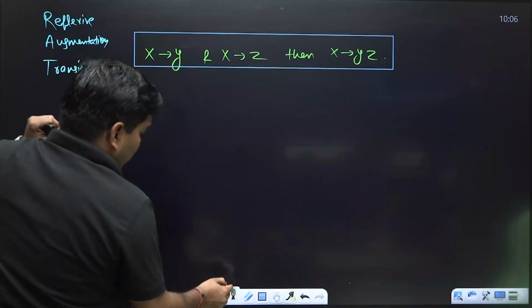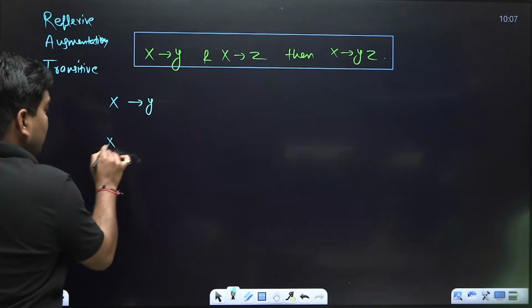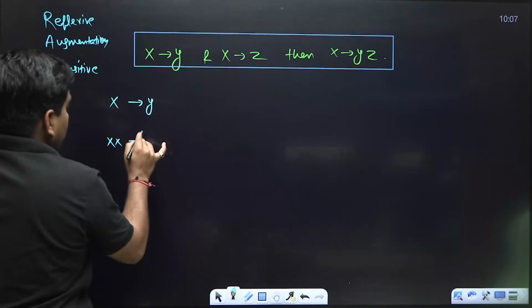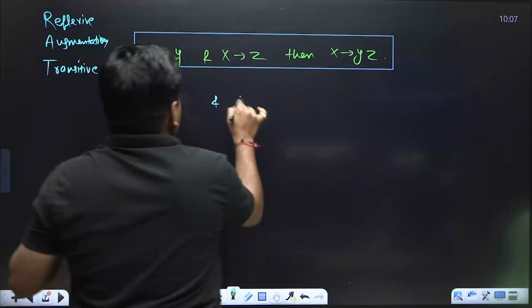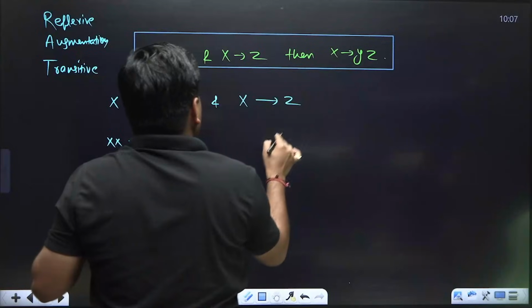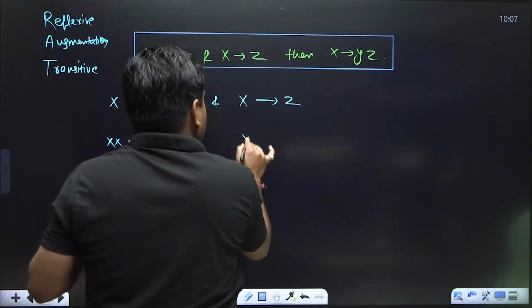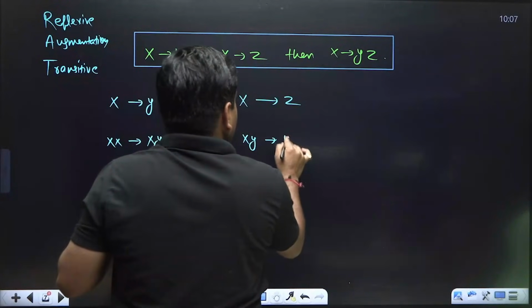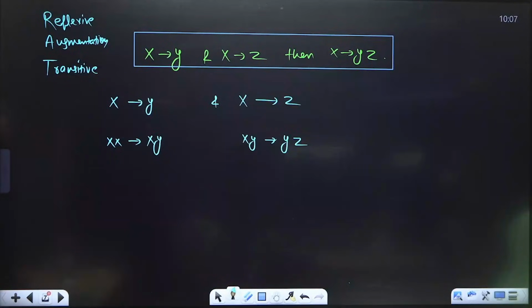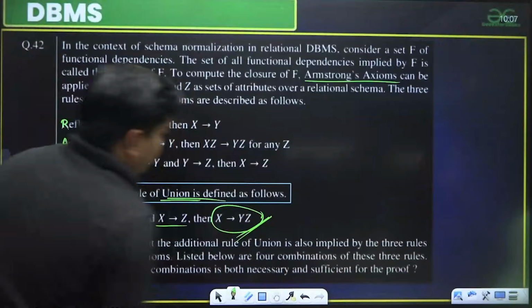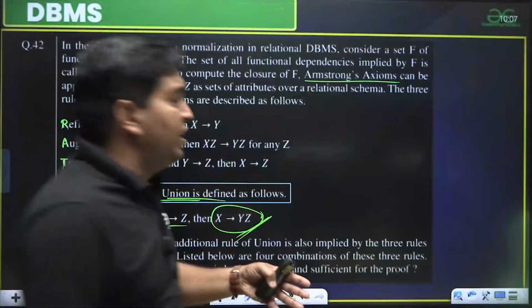So X tends to Y is given, so can we write X on both sides, the augmentation rule? And X tends to Z is given, can we write Y on both sides? Are you getting my point? Applying the augmentation rule. Clear? See, first of all you have to understand what the additional rules are.